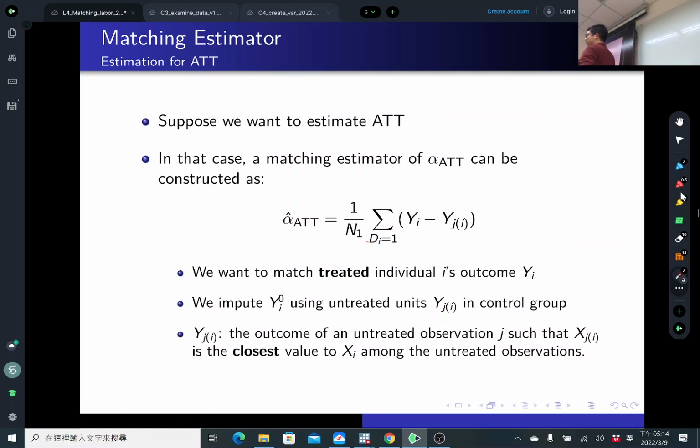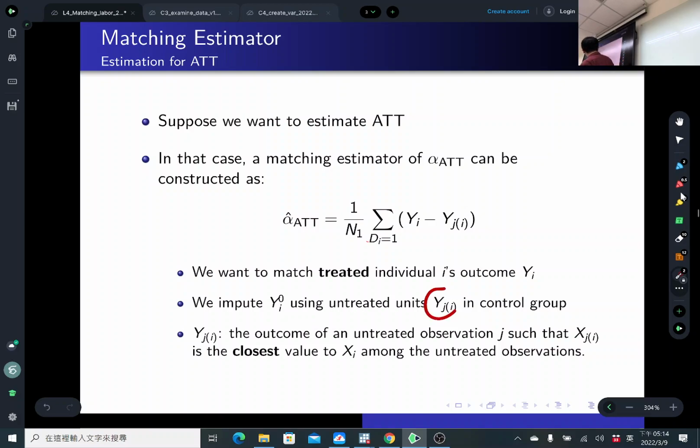Okay, so let's start today's class. So here I just let you know how to estimate the average treatment effect on the treated using matching. So it's very similar. You want to match the treatment group. For the treatment group, you can only observe those who get a treatment, their outcome, and you don't know what it would be if they do not get a treatment. So Y0 you need to impute, using the control group.